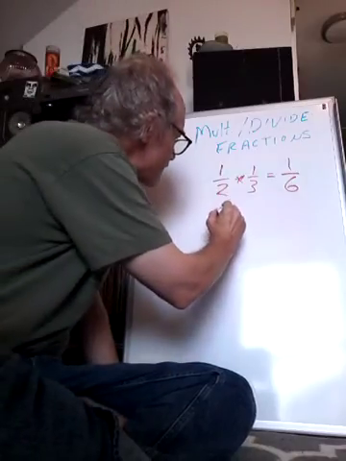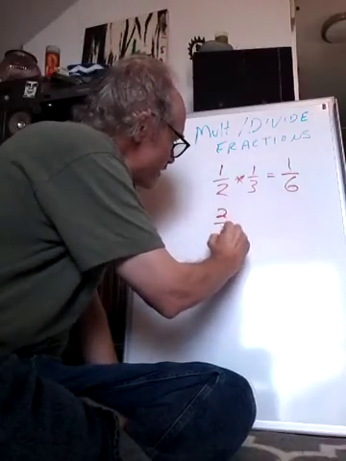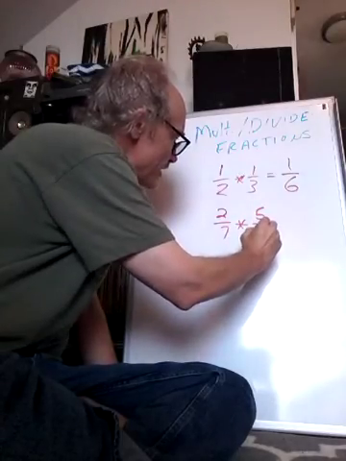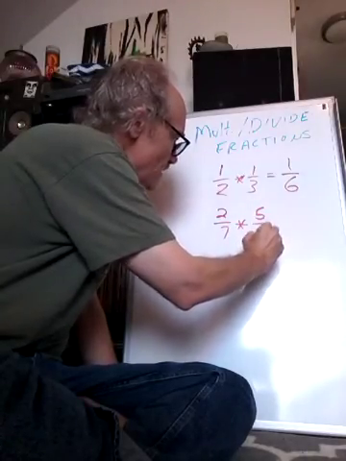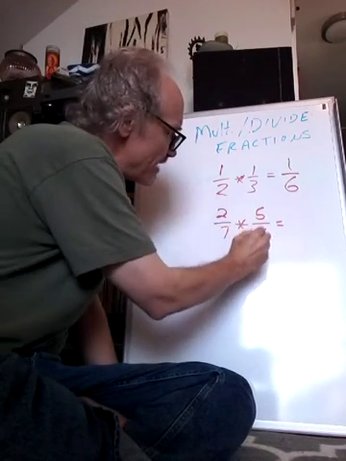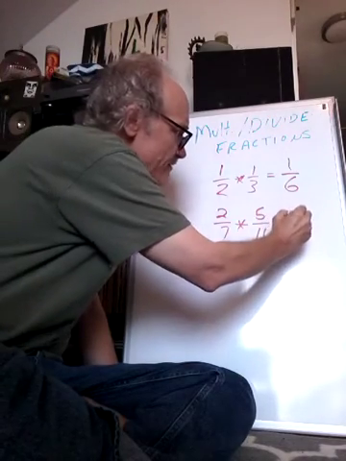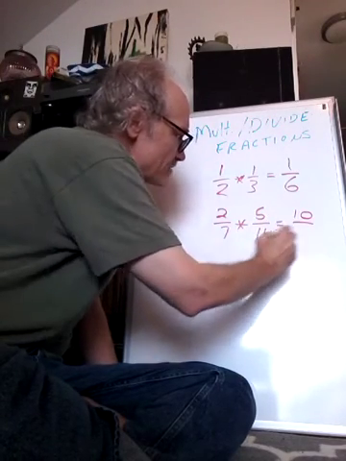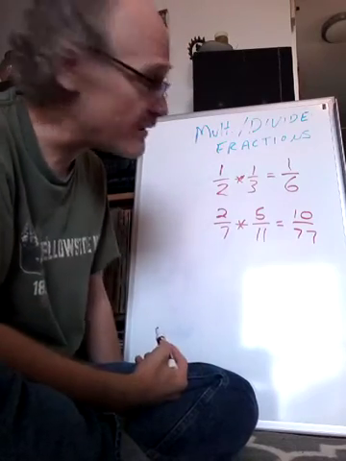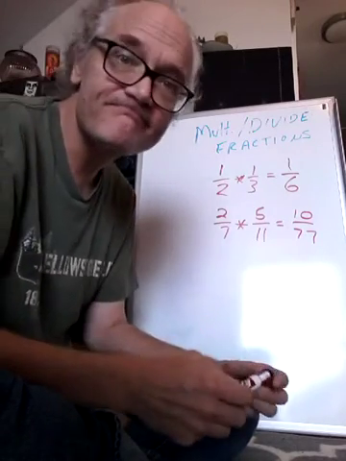It doesn't matter what the numerators or denominators are, just as long as we multiply straight across. Say, 2/7 times 5/11. 2 times 5 is 10. 7 times 11 is 77. Right? We can reduce them if we need to. This one you can't reduce.